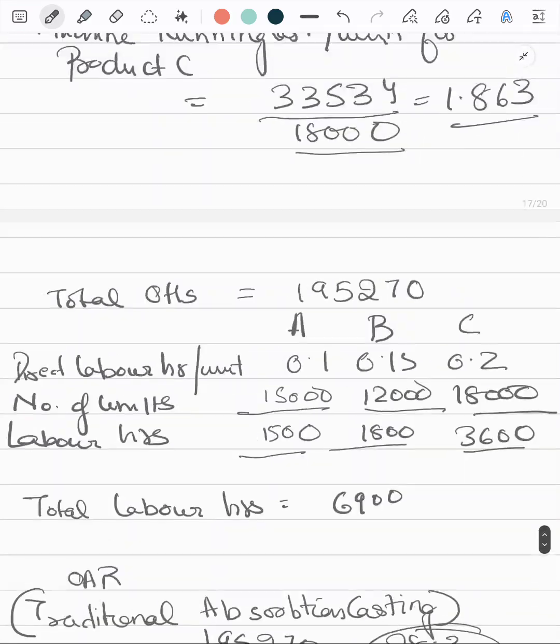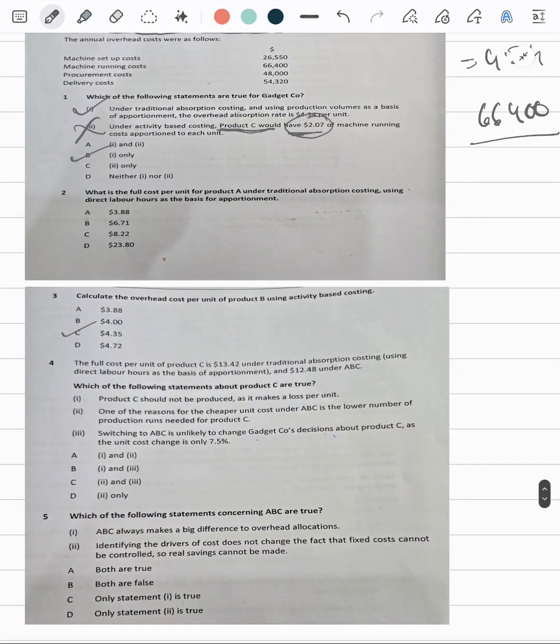Let us read again because it can be confusing. So the very first statement was product C should not be produced as it makes a loss per unit. It is not making a loss per unit. I really don't understand how it can make a loss per unit, because the overhead absorption rate as per the traditional costing method is 13.42, and as per the ABC costing the overhead absorption rate is 13. These both are not related to each other at all.